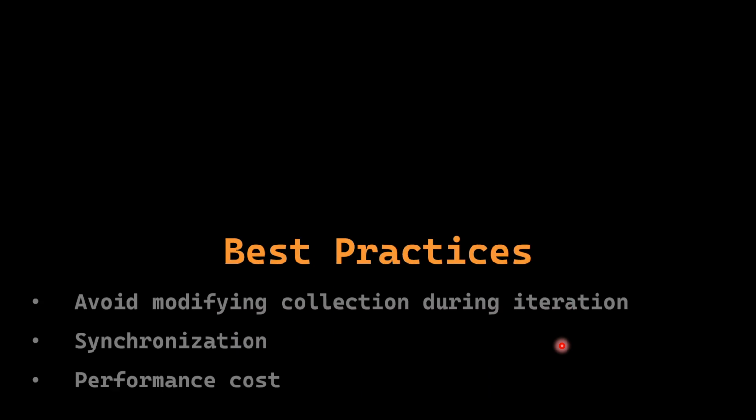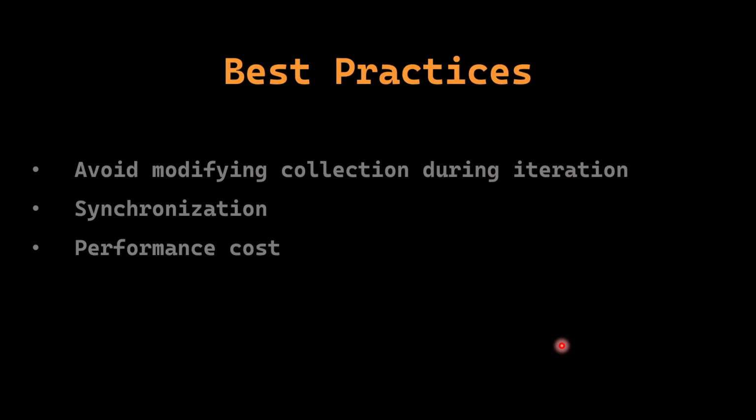Let's discuss critical best practices. First, never modify a collection directly while iterating over it, except through the iterator's own modification methods. Second, always synchronize the entire iteration block when using synchronized collections. Individual operation synchronization doesn't protect iteration. And last, consider iteration cost with CopyOnWriteArrayList, as each iterator creation makes a snapshot copy of the entire array.